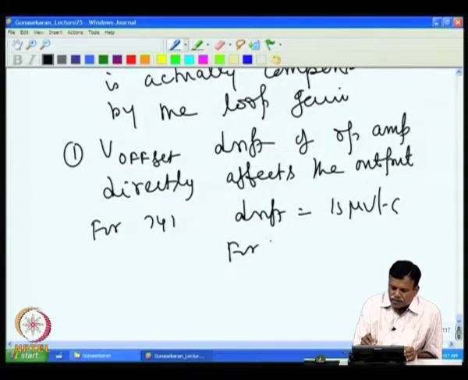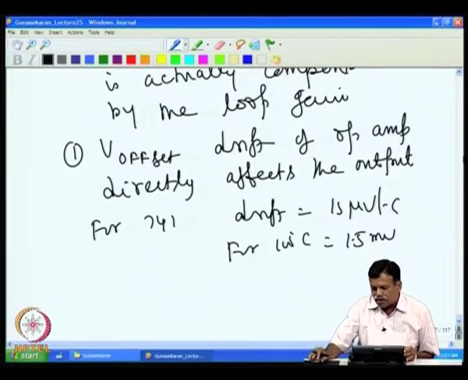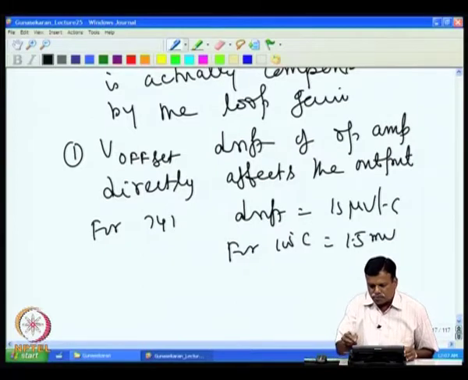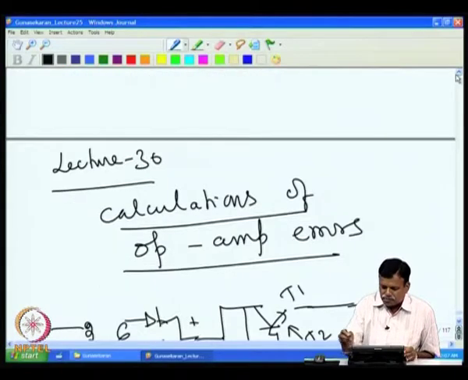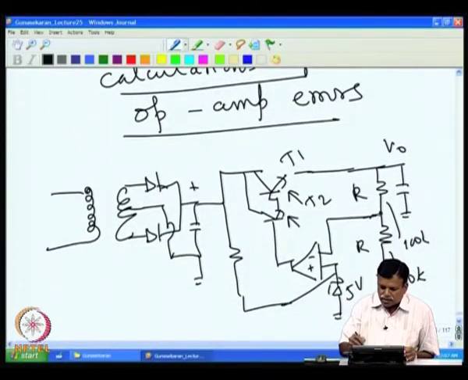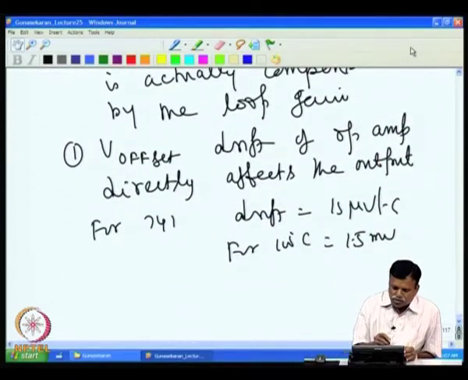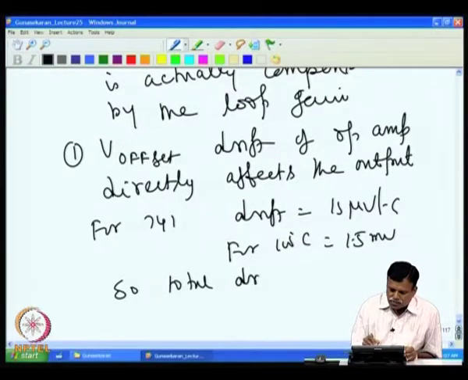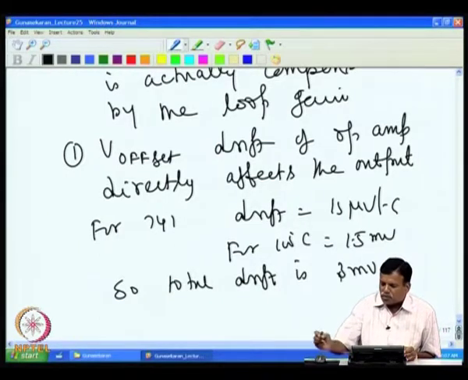For 100 degree C temperature change, this comes to 1.5 millivolt. So, 1.5 millivolt drift at the input, 1.5 millivolt drift comes at this point. Now, that is equivalent to telling 3 millivolt drift at the output. So, it will produce a 3 millivolt drift at the output. So, total drift is 3 millivolt at the output. This is due to offset voltage drift.